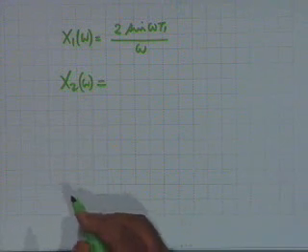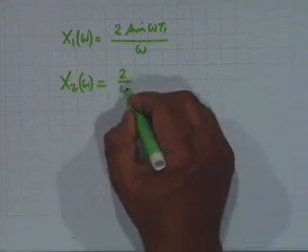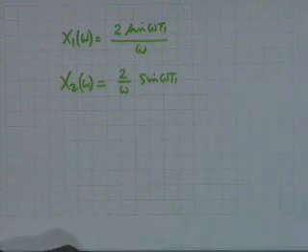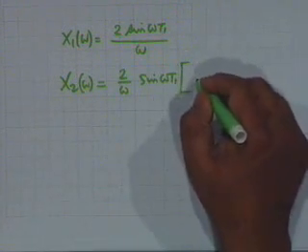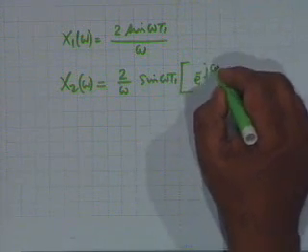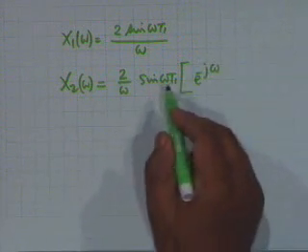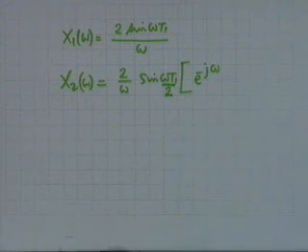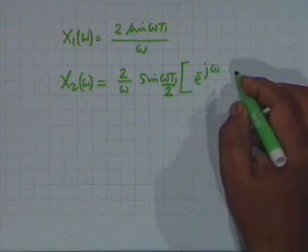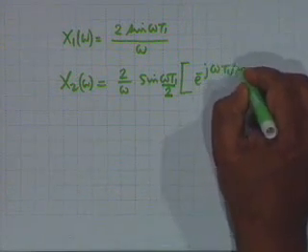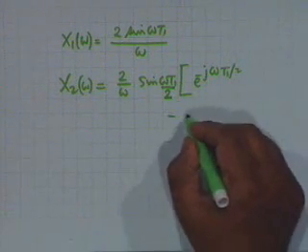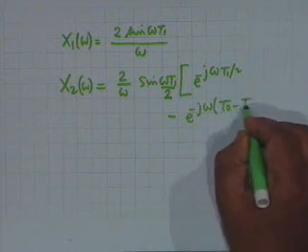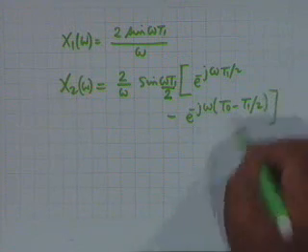X2 of omega is 2 by omega sine of omega T1, exactly the same as this, but unfortunately this is multiplied by e to the minus j, I beg your pardon, it is not exactly this, it is sine omega T1 divided by 2, alright, multiplied by e to the minus j omega T1 by 2, I skip the algebra, e to the minus j omega T0 minus T1 by 2. Alright.